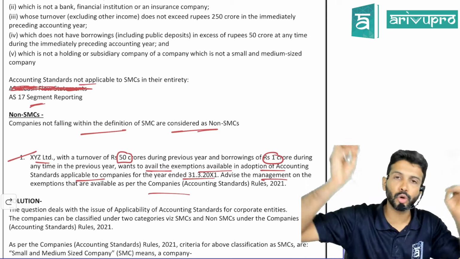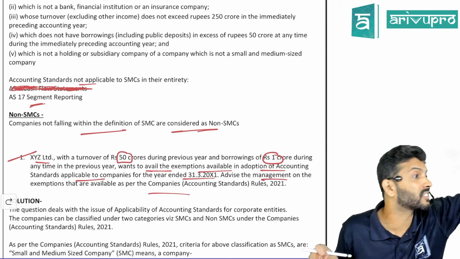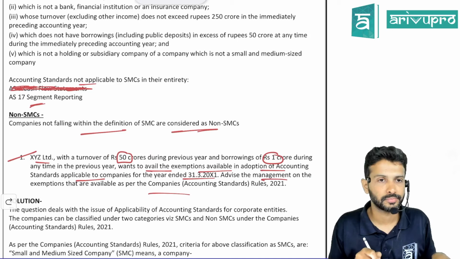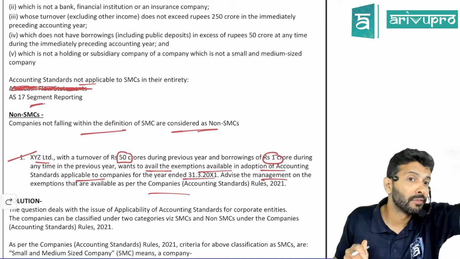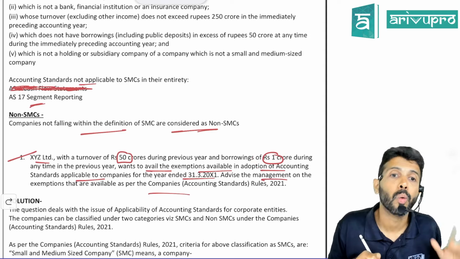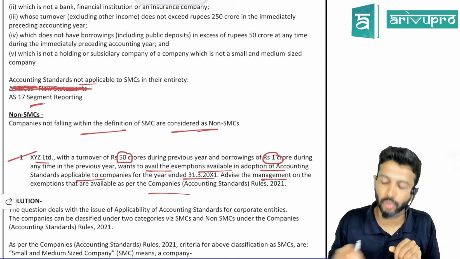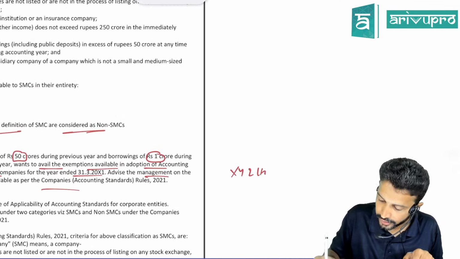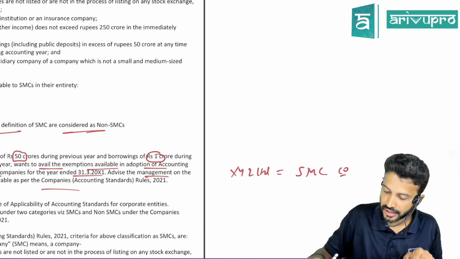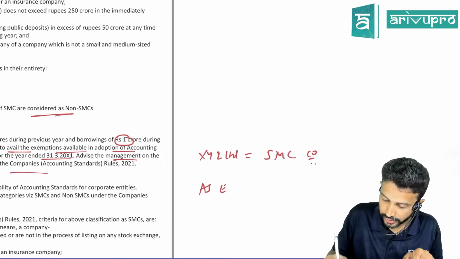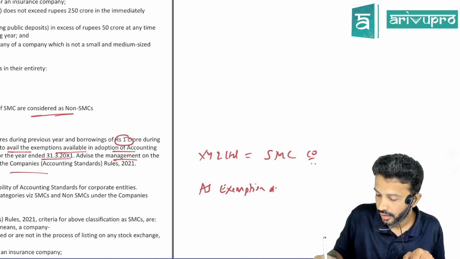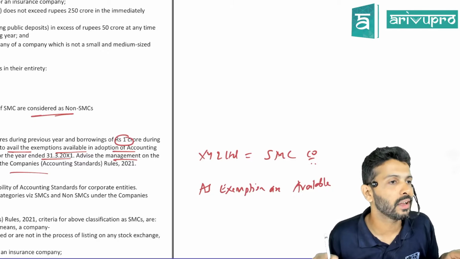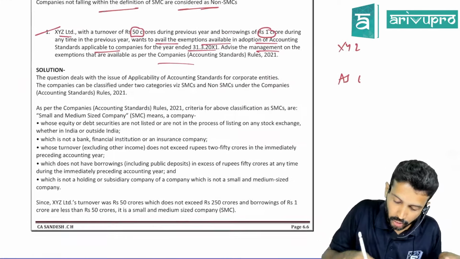For you to be non-SMC, non-SMC means big company. For you to be called a big company, your turnover should exceed 250 crore. Here turnover is only 50 crore. And borrowing should exceed 50 crore. But here borrowing is only 1 crore. So that means this XYZ is what company? This XYZ Limited is an SMC company. So that means AS exemption is available? AS exemptions are available. If you want one pointer, you can write down there. AS17 is fully exempt. Like that, you can write. You can call out the condition of SMC also.